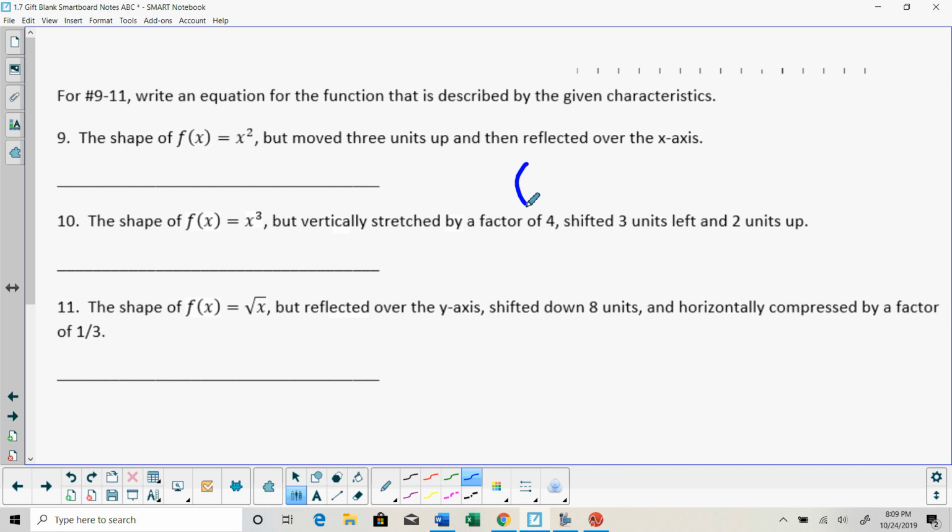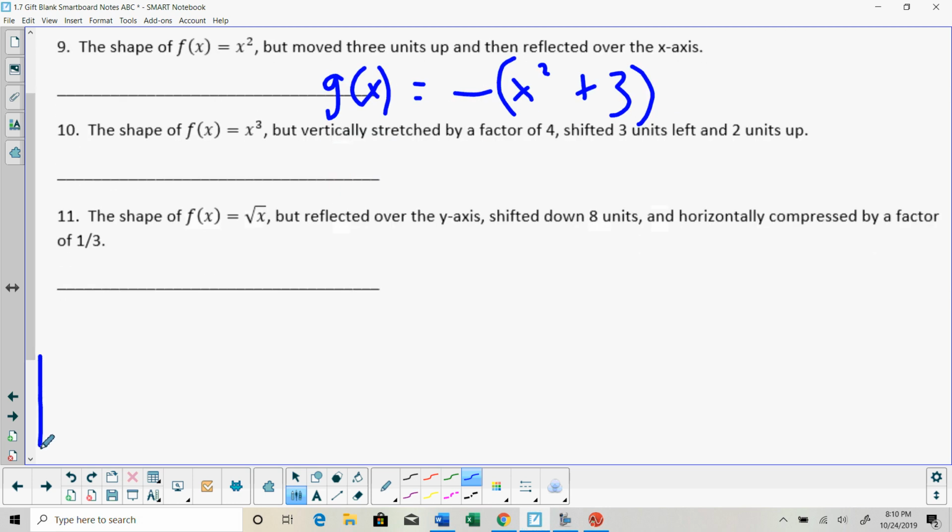If I want that moved up 3, then I want x squared plus 3, right, to shift it up 3. But then I want it reflected over the x-axis, which means we need to make the whole function negative, right? So I've got to put a negative in front of the whole thing. All right, so that is what we should see for this. And you could test this out, but I'll write this as g of x equals the opposite of x squared plus 3.